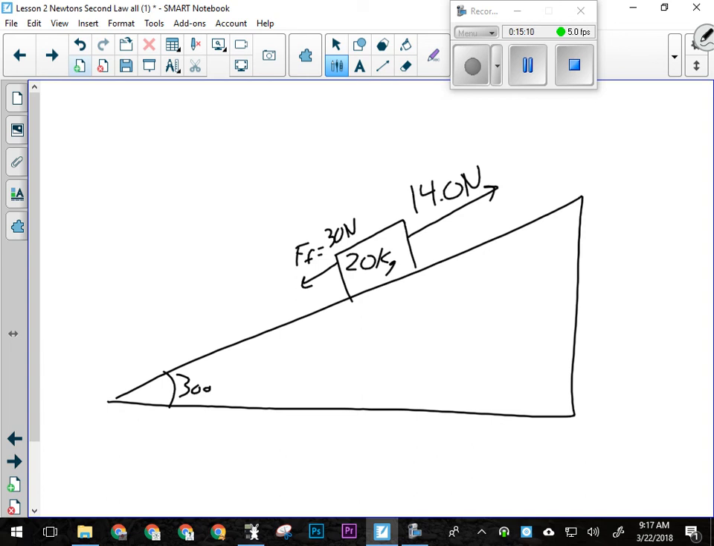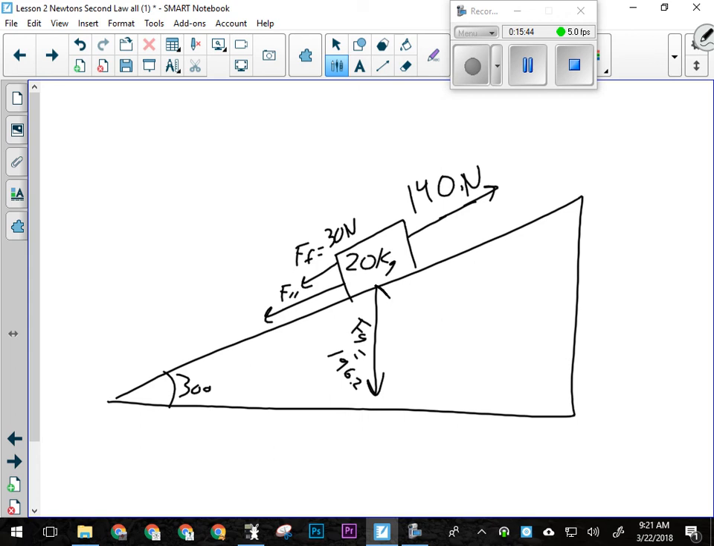Calculate the acceleration of that box. We've got 140 newtons pulling up the ramp. We've got friction pulling down the ramp with 30 newtons. What else pulls down the ramp with some force? Well, the component of gravity. What do we call this force? F parallel. So we've got to figure out F parallel using that internal triangle that's always the same. The force of gravity on this one is 196.2 newtons.